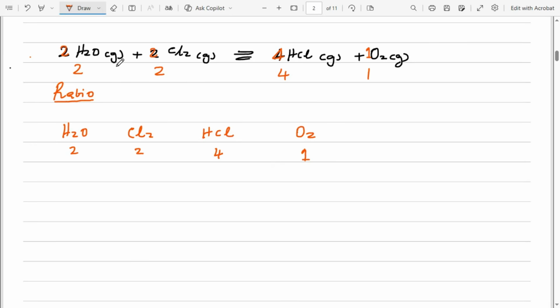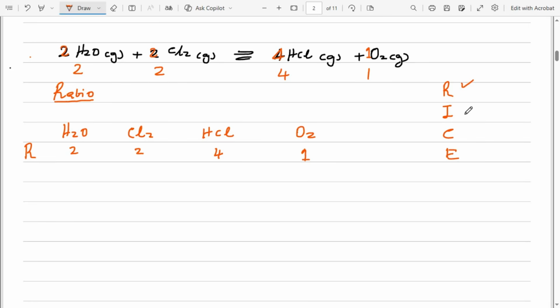Ladies and gents, we're going to use what we call the RICE method. So the RICE method goes like this. We have the ratio, and then let me just put it here, the ratio, and then we'll go to I, which is the initial mole, then we go to C, which will be the change in mole, and then the last one is equilibrium. Okay, so we're done with the ratio.